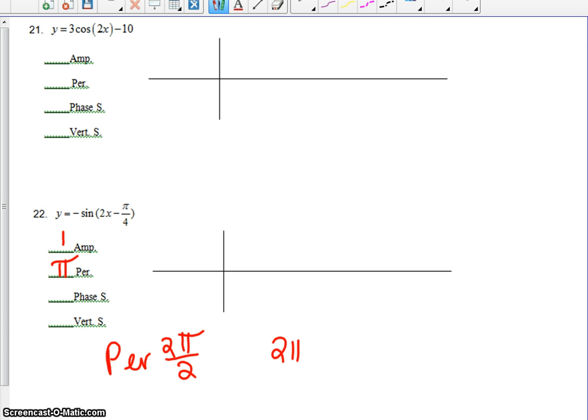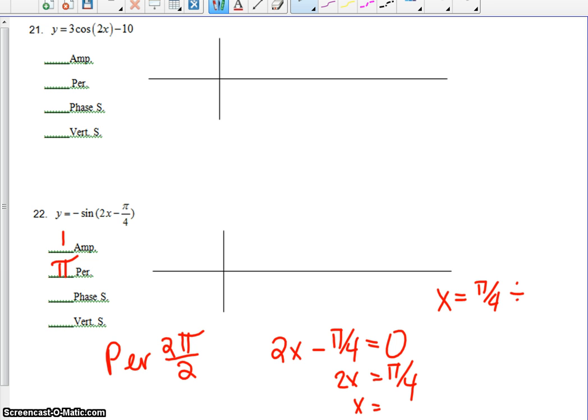My phase shift: 2x minus pi over 4, I set it equal to 0. So then 2x would equal pi over 4. I'm sorry, guys, I've got to erase here. That's not a pi there; I got the wrong thing. So my x here is really pi over 4 divided by 2. Well, pi over 4 divided by 2 is really pi over 4 times 1/2, so that actually turns out to be pi over 8. So my phase shift here is pi over 8.